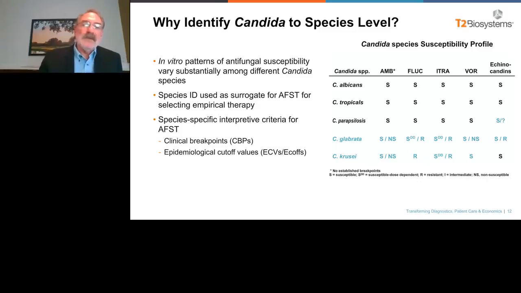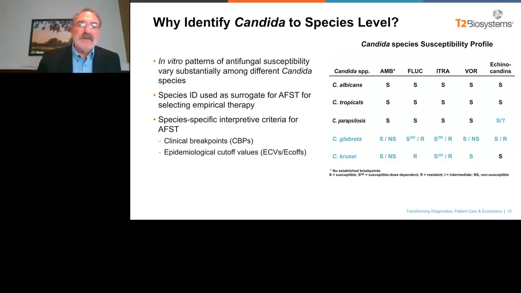Why do we need to identify Candida to the species level? Well, in vitro patterns of antifungal susceptibility vary considerably among the different Candida species. To the right, we have the listing of species. Across the top, we have amphotericin B, fluconazole, itraconazole, voriconazole, and the echinocandins as examples of widely used and often tested antifungal agents.